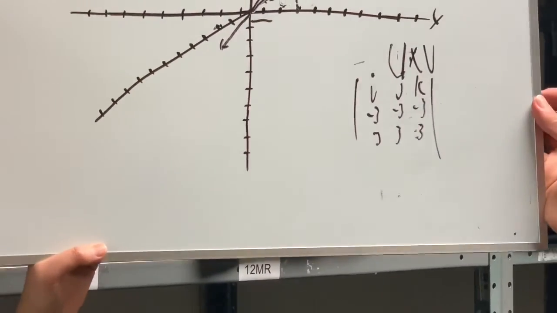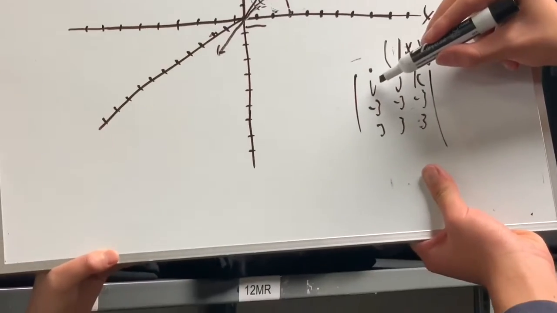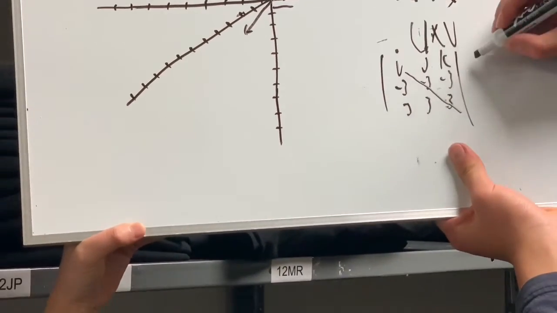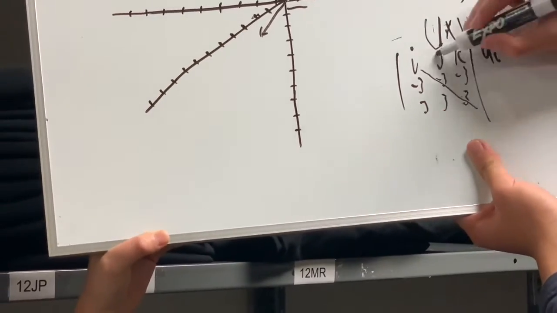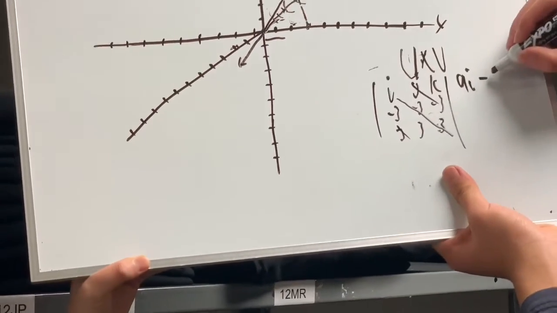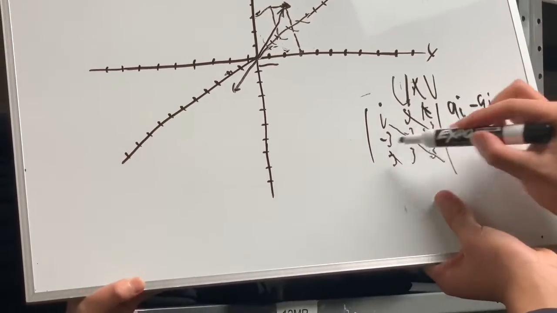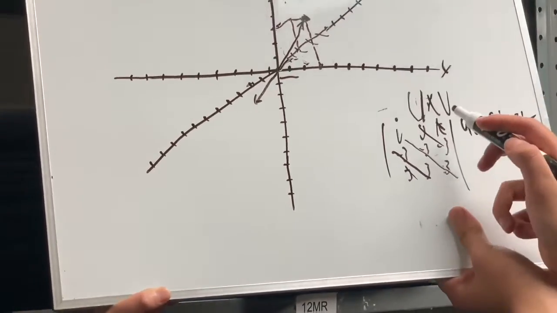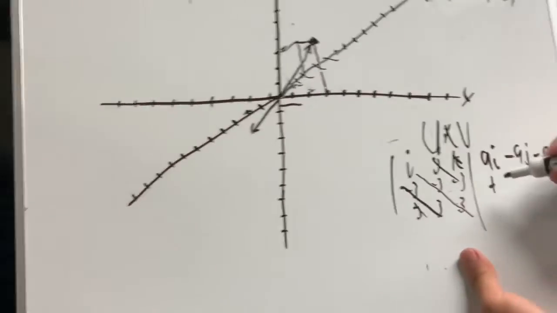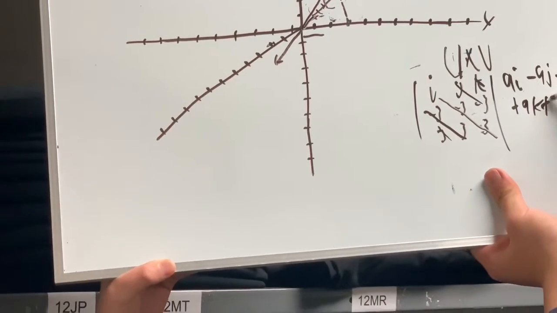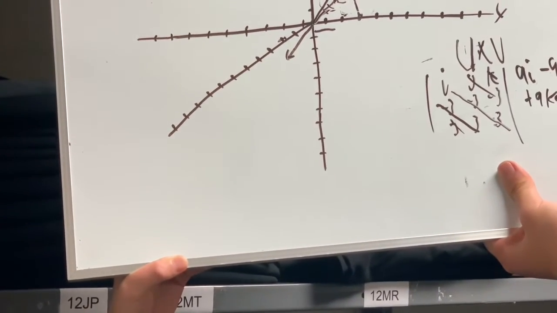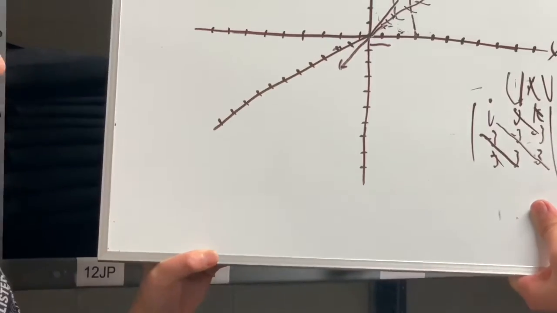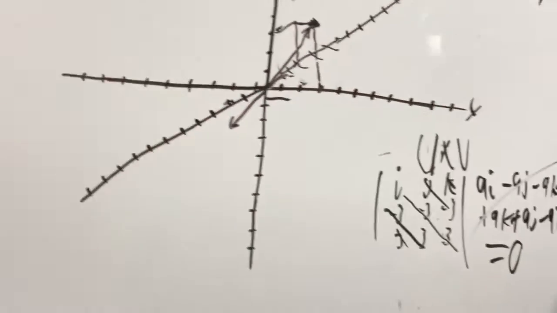You can find the determinant in multiple ways, but I'm going to do one way. First, you get the i's, so you get 9i, plus these, so negative 3 times 3, so minus 9j. Then you get the k's, so minus 9k, and then you subtract, so plus 9k, then plus 9j, and minus 9i. As you can see, they all cancel out, and thus your cross product is 0.